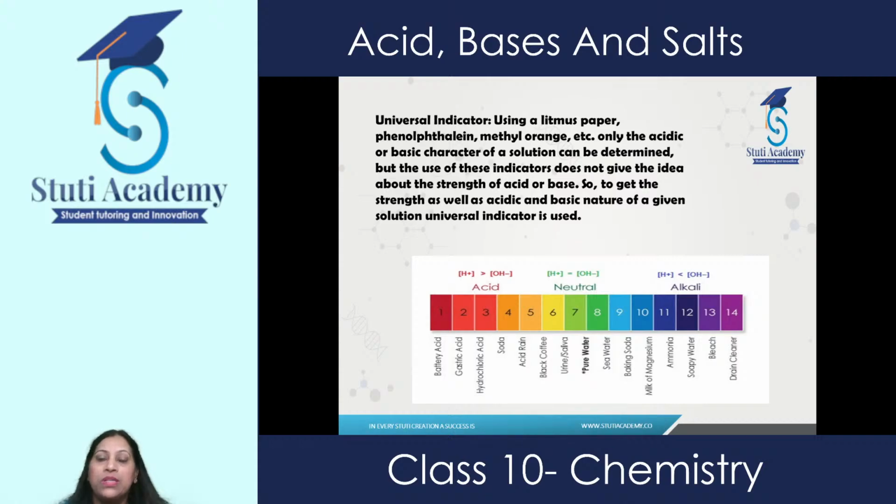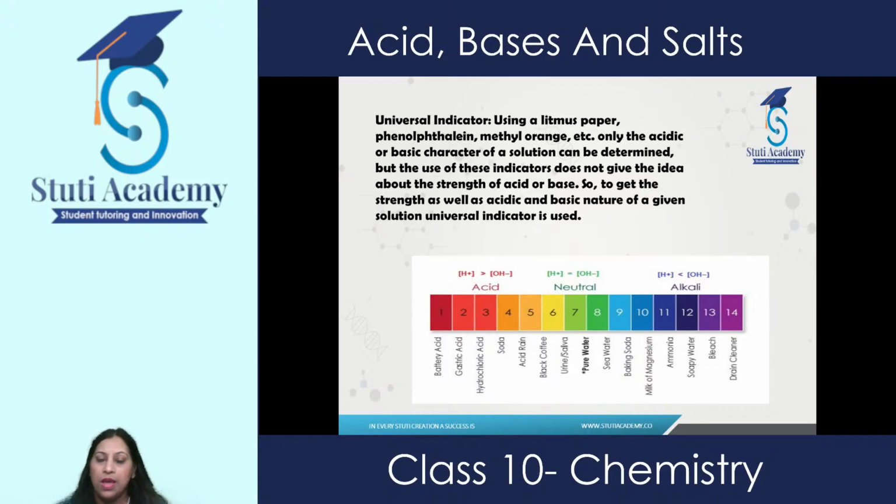And universal indicator, as I told you, we call litmus a universal indicator. This litmus paper is obtained from lichen. Apart from litmus paper, we have other indicators like phenolphthalein and methyl orange. These are neutral in nature, and when we react acids and bases with these indicators, they give different colors.